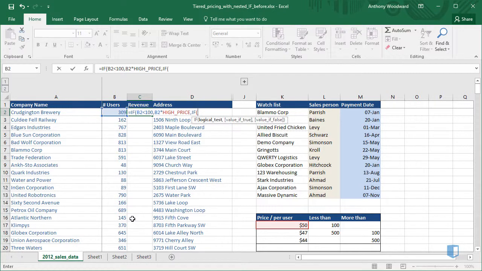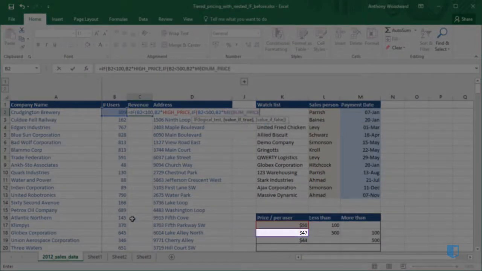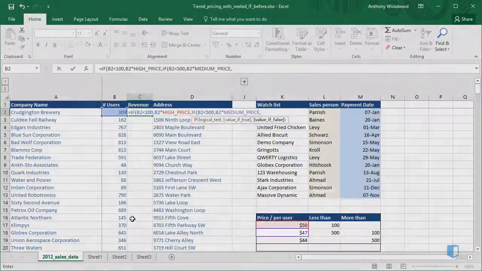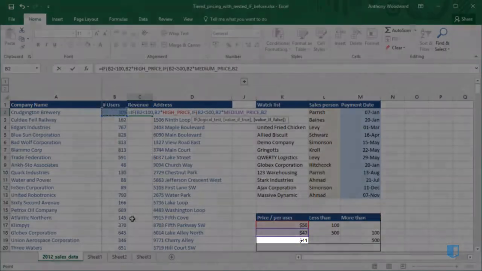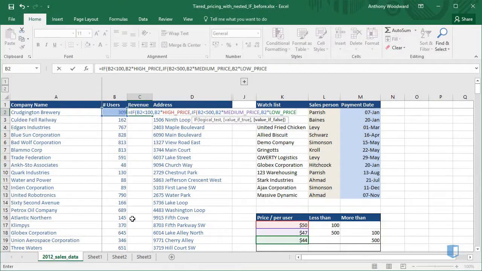And this time we'll check if our number of users is less than 500. And if it's true, we'll multiply the number of users by the mid price. And if it's false, we'll multiply the number of users by the low price. Then we'll close the bracket of the second if statement and the bracket of the first if statement and press enter.